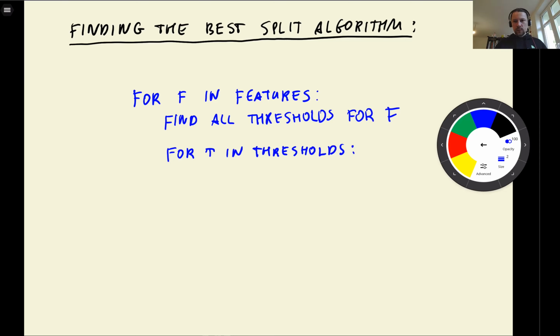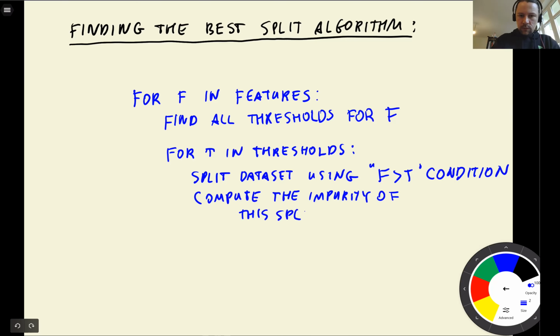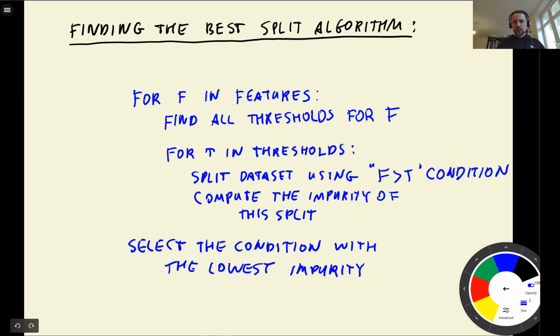So what we do here is we split the data set using this condition, feature greater than T threshold, and we compute the impurity of the split. So we do this for all the features, for all the thresholds, and then at the end, what we do is we select the condition with the lowest impurity. So this is what we do when we have multiple features. So for every feature, we find all possible thresholds, we iterate over these thresholds, and then at the end, we find one single best split.